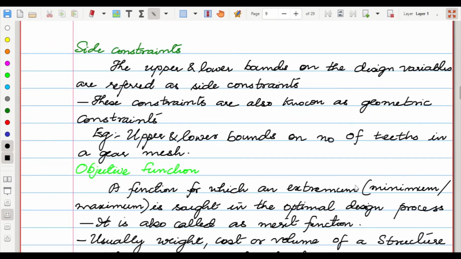Next is side constraint. Side constraints mean we need to define the upper and lower bounds on the decision variables. These constraints are also known as geometric constraints. An example is the upper and lower bounds on the number of teeth in a gear mesh.